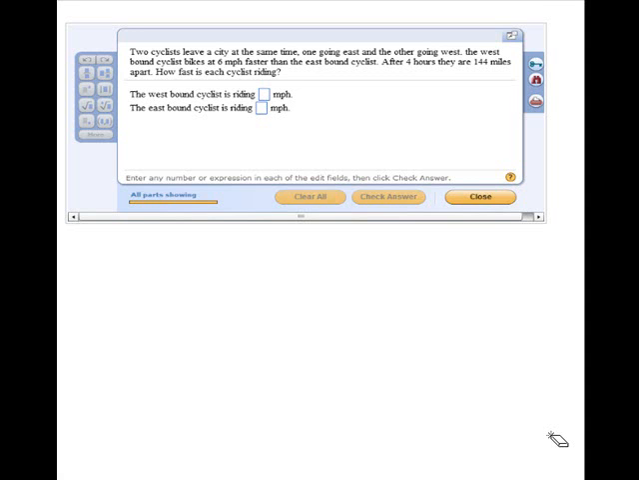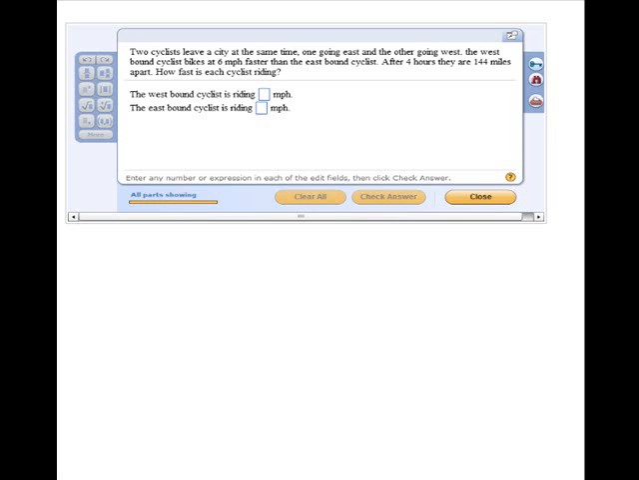I'm going to answer this question asked by a student. Two cyclists leave a city at the same time, one going east, the other going west. The westbound cyclist bikes at 6 miles per hour faster than the eastbound cyclist. After 4 hours, they are 144 miles apart. How fast is each cyclist riding?